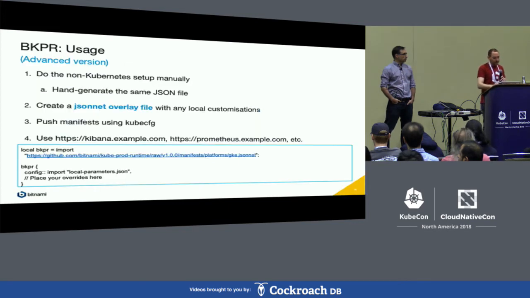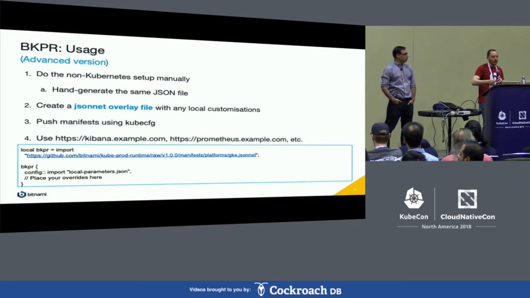So the advanced version, do it by hand. This little JSONnet overlay is really what merges the parameters and the templates together, and it looks like that little chunk down the bottom there. So you can see it's importing the templates with the version and the platform, and then it's getting the local parameters JSON, and that provides arguments effectively to those templates that then get expanded by JSONnet.